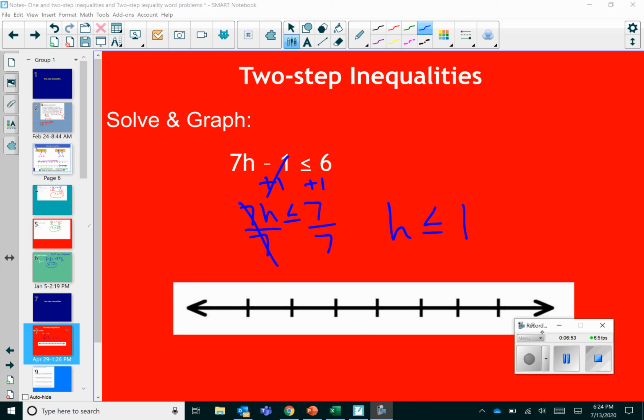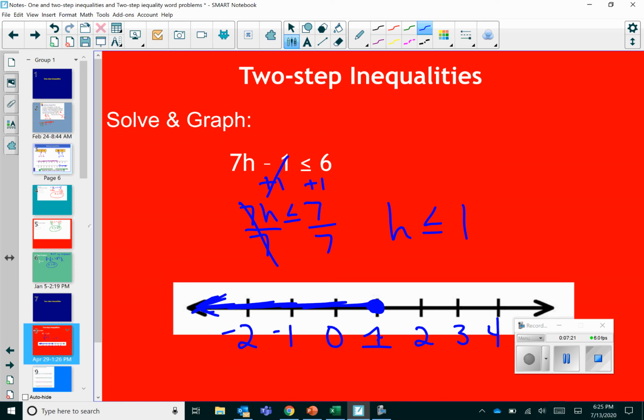As you can see, there's a graph below. So I'm going to build my graph around my solution, which means I'm going to put my solution, which is 1, in the center, which means 2, 3, 4. And then to the left, you'd have 0, -1, -2. So I've got h is less than or equal to 1, which means we're going to have a closed circle at 1. And since it's less than or equal to, our graph will go to the left.